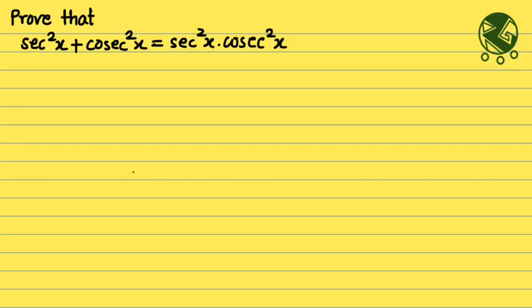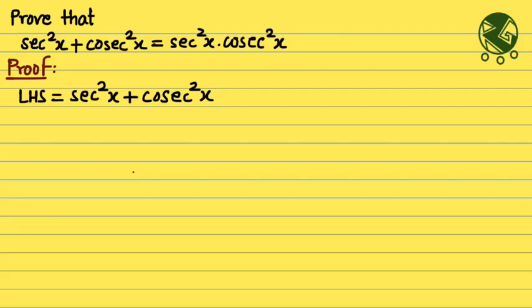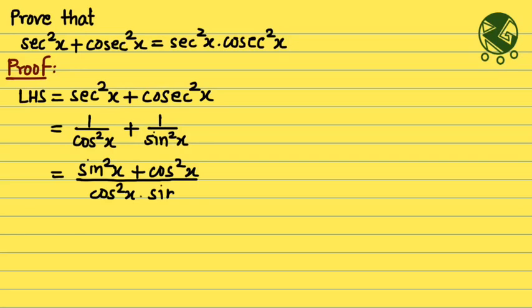Prove that sec square x plus cosec square x is equal to sec square x into cosec square x. I hope this is a very easy problem for you. So the proof is, sec square x plus cosec square x, that is the LHS. So sec square x can be written as 1 upon cos square x, and cosec square x can be written as 1 upon sin square x. Let's cross multiply. So we have sin square x plus cos square x upon cos square x into sin square x. Now the numerator is equal to 1, right?